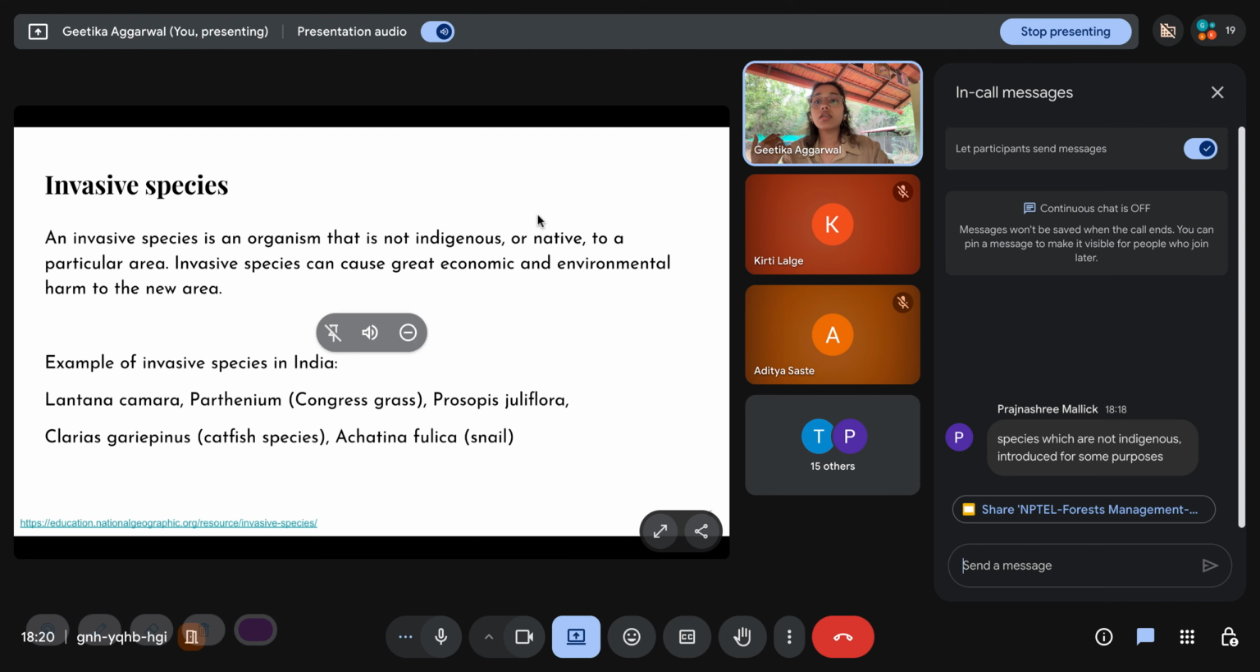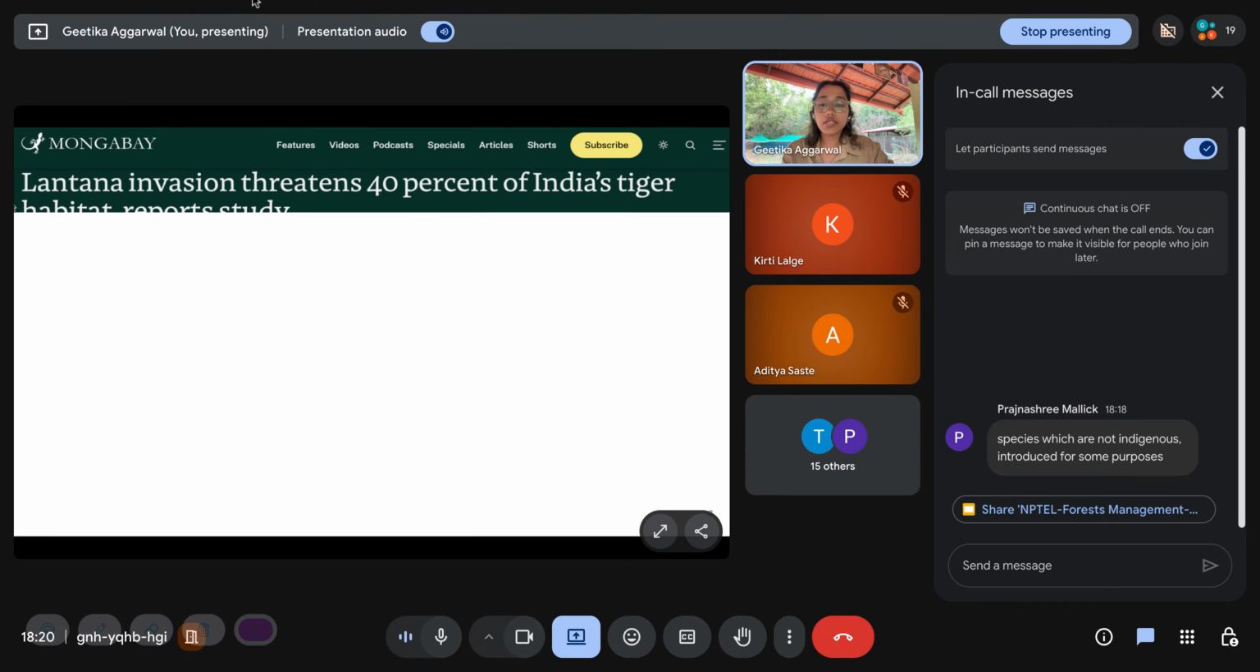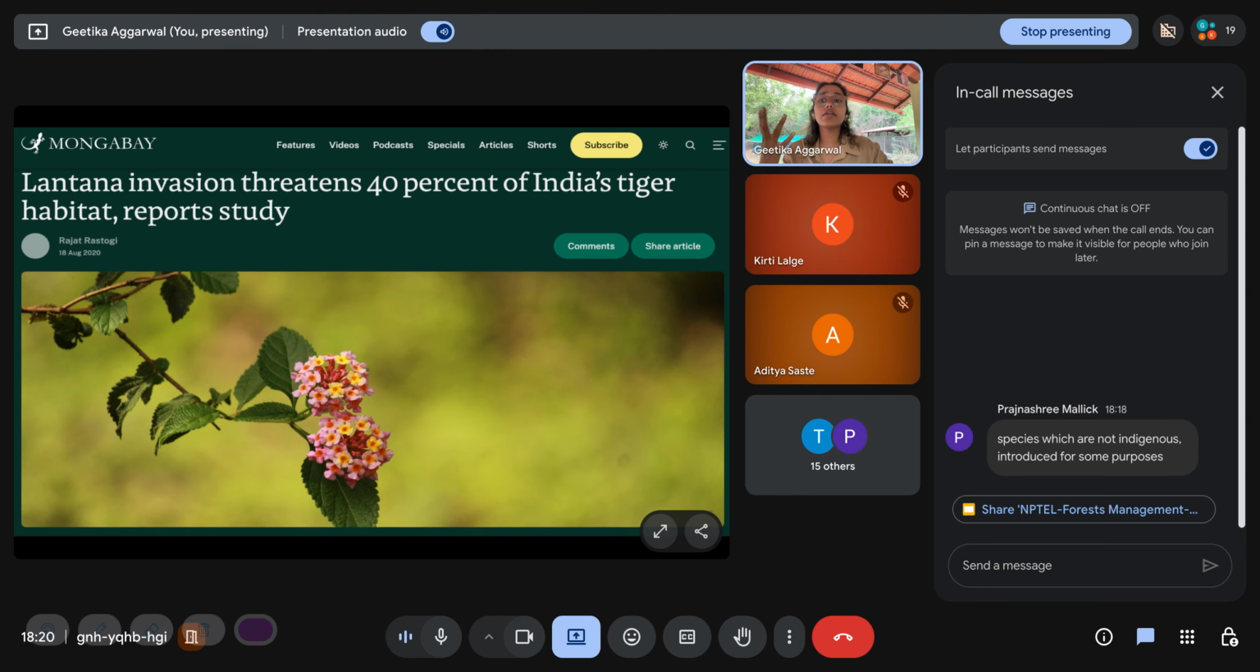Now you might have already heard about lantana. Lantana is also called the wildfire because it spreads like wildfire. It takes over the entire habitat, the entire ecosystem, the entire landscape, and it's very good at utilizing resources, much better than the native vegetation. So it threatens 40% of India's tiger habitat. In this Mongabay study, you see that it has been found that lantana invasion is actually threatening the vegetation of 40% of India's tiger reserves.